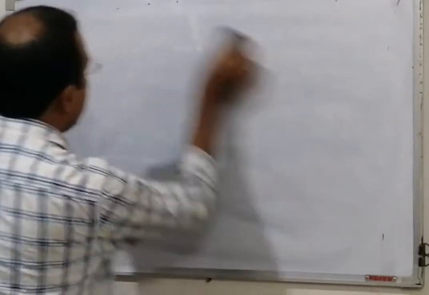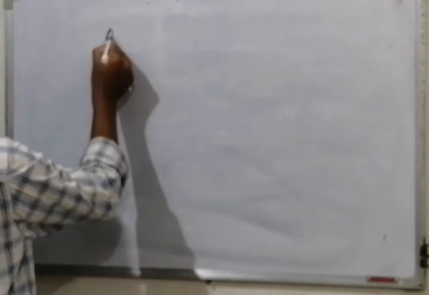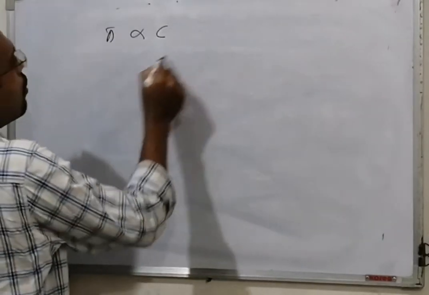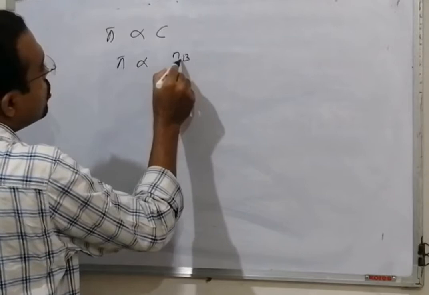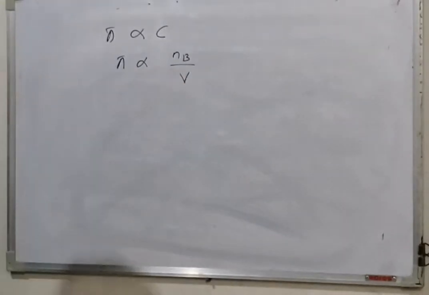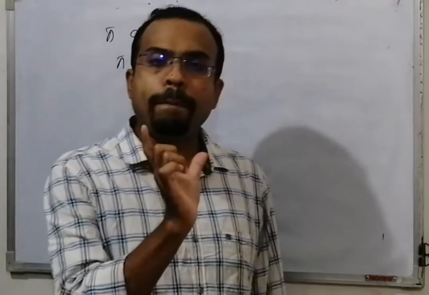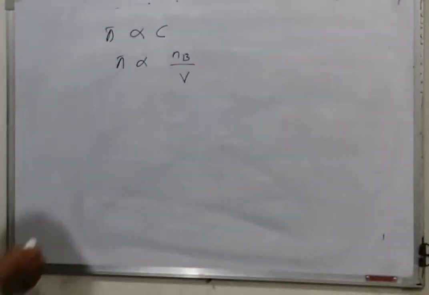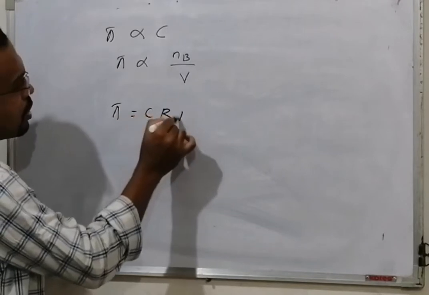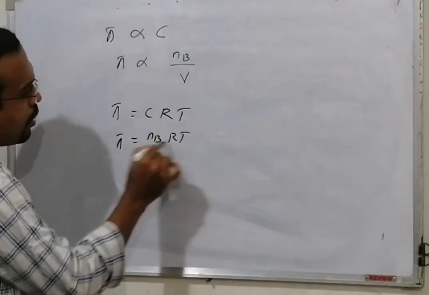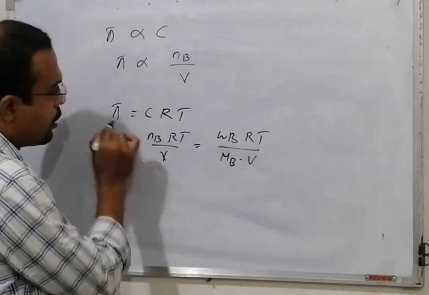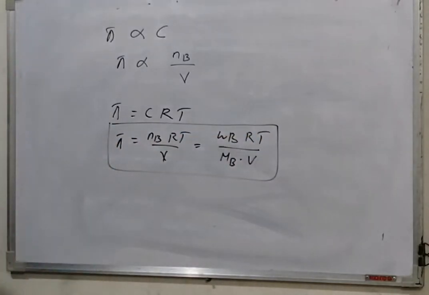Now, what is the equation for determining osmotic pressure? Osmotic pressure is also a colligative property. That is, pi is directly proportional to the concentration of the solution, or pi is directly proportional to the number of moles of solute divided by the volume of the solution. Colligative property is a property which depends upon the number of solute particles. Therefore, this is the equation: pi = CRT, or pi = WB RT by V, or WB RT by MB V, that is the number of moles in V. This is the equation for calculating osmotic pressure.